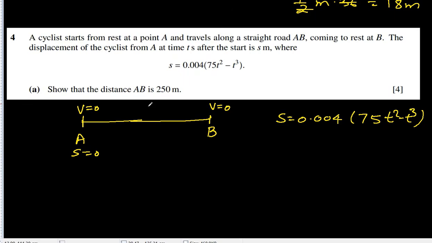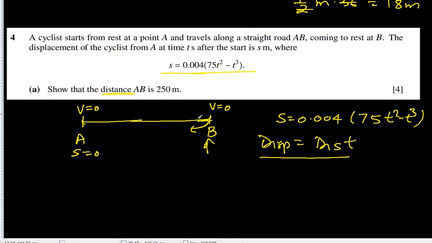Okay, so show that the distance from A to B is 250. Since here the velocity is 0 and it is coming to rest here, that means it is turning back from here. There is no turning point in between, so we can say displacement is equal to distance, right? So we can use this, but the only problem is that we don't know the time at B. So to find this time, if we find the time, we'll just substitute here and we'll get displacement and distance.